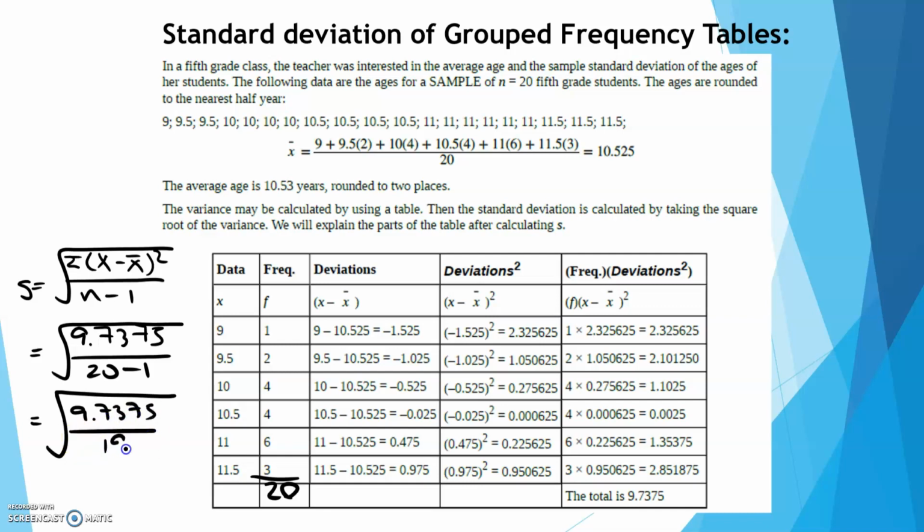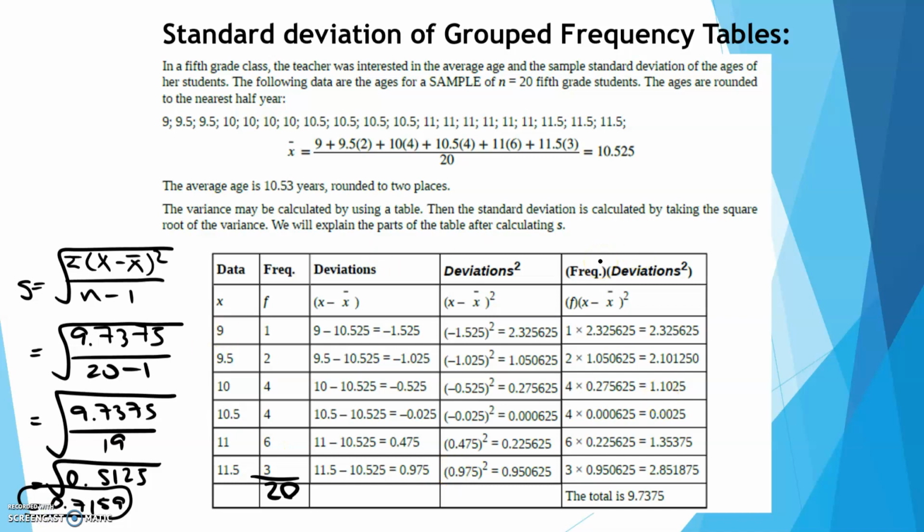So 9.7375 divided by 19. That will give us, underneath the square root, 0.5125. And we'll square root that. And that will give us 0.7159. And that would be our standard deviation for this table right here.